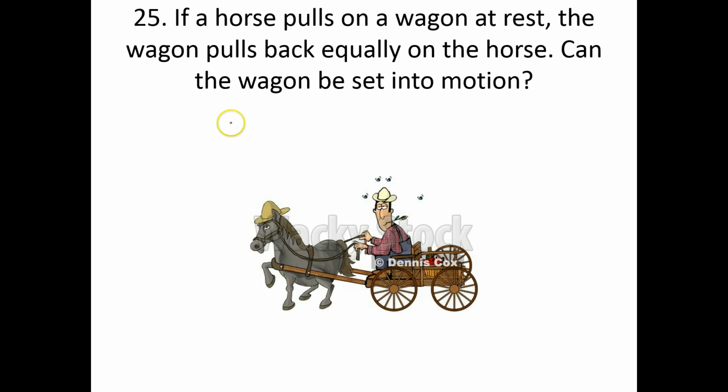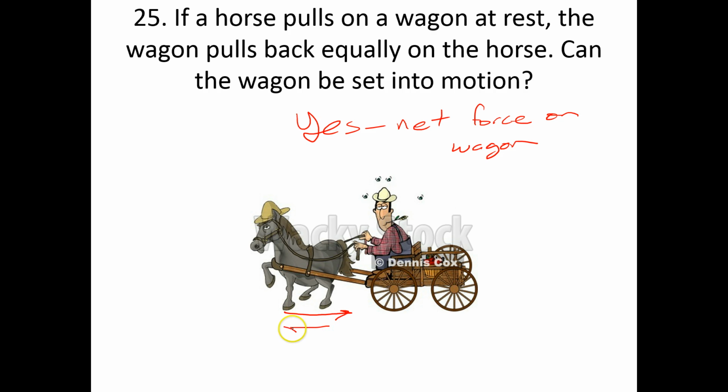For number 25, if a horse pulls on a wagon at rest, the wagon pulls back equally on the horse. Can the wagon be set into motion? And the answer is yes, because there is a net force on the wagon. That net force comes from the horse pushing on the ground this way, so the ground pushes the horse this way, and that force then helps push the cart in that direction. We'll look at that one again.